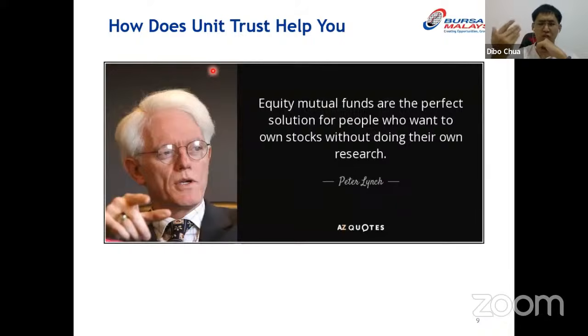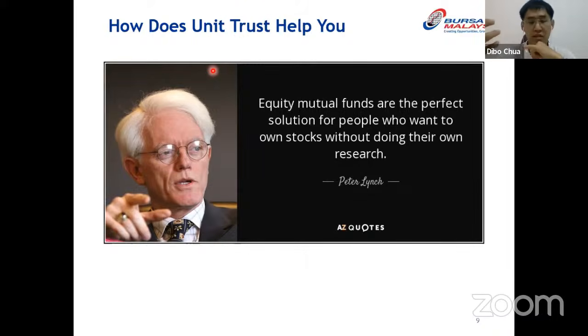So how does a unit trust actually help you? As we said just now, we already explained what a unit trust is on the surface. Typically, this is how a unit trust works. It's a pool of funds, they invest and all these things. But how does a unit trust actually really help you? To give you an idea, unit trust helps the people who do not want to do the research. Okay, so I can give you a lot of context.